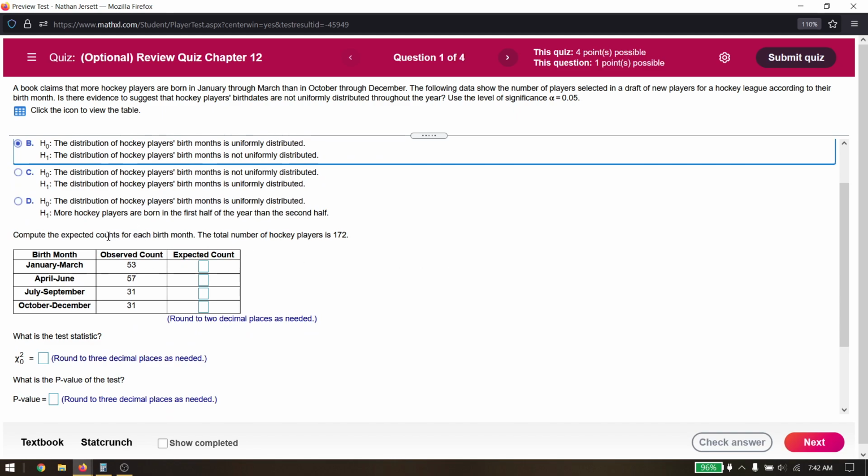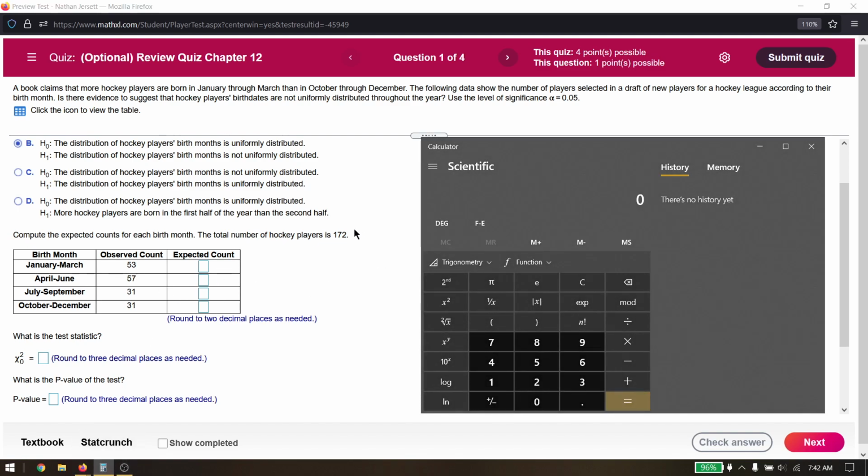Okay, compute the expected counts for each birth month. The total number of hockey players is 172. So the expected would be that they are all uniformly distributed. In other words, between the 4 months, each of them is going to have 172 divided by 4, 43. That's the expected.